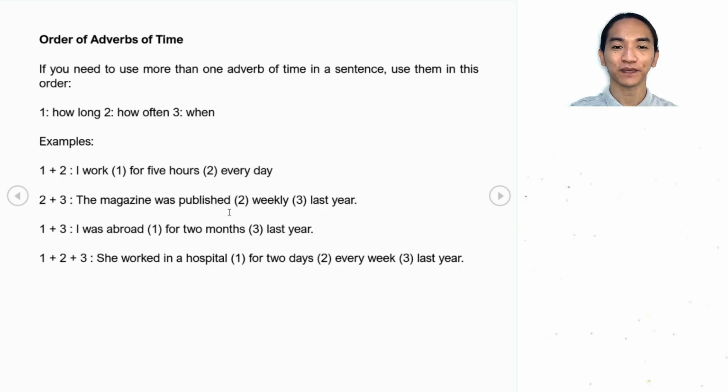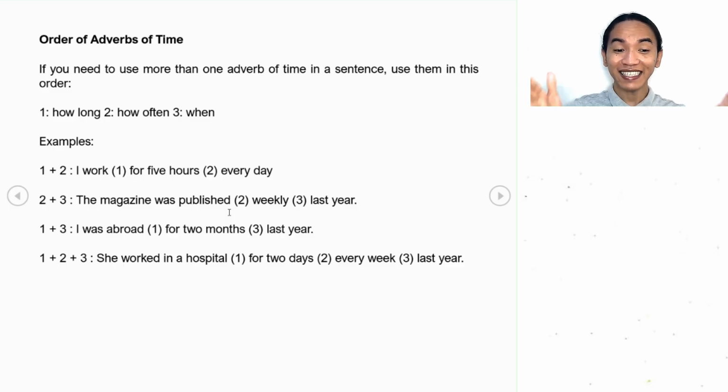All right. Now, to understand the order of your adverbs of time, first you put how long, then how often, and then when. So that is your positioning. First, 1 plus 2, how long and how often: I work for 5 hours every day. The magazine was published weekly last year. I was abroad for 2 months last year. And in combination of the three: she worked in the hospital for 2 days every week last year.